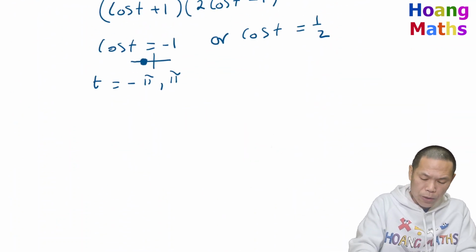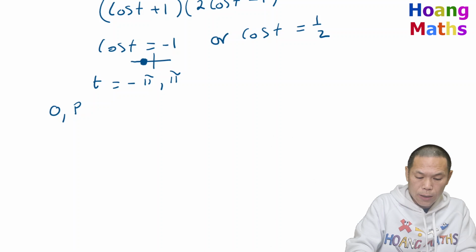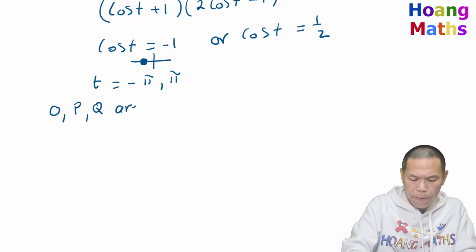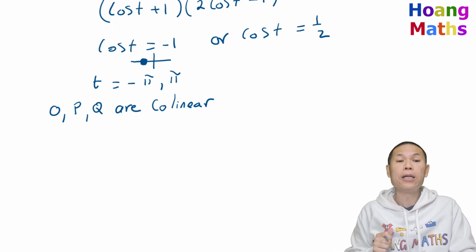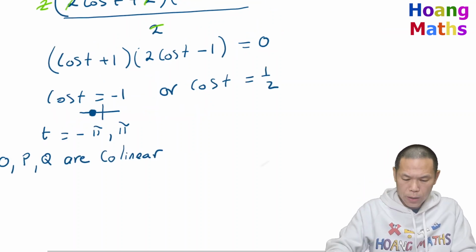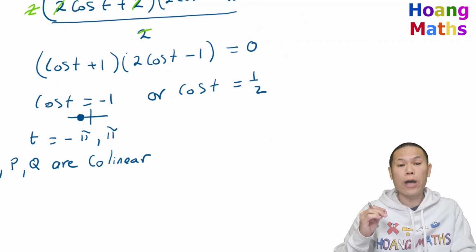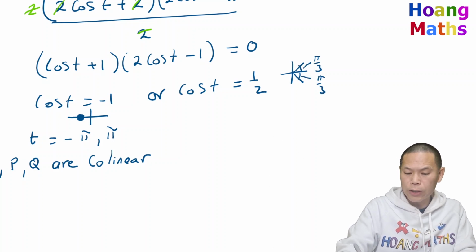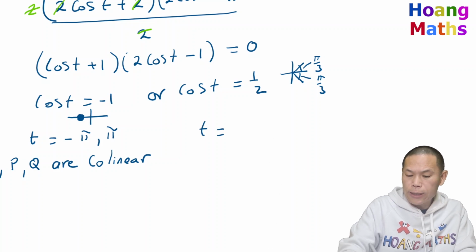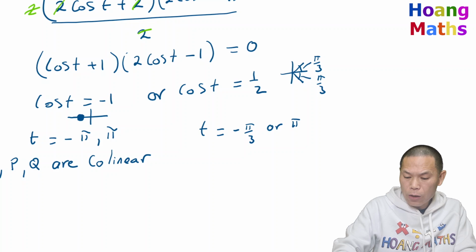So this means that O, P, Q are collinear, and this means that for a triangle, t cannot be pi. Keep that in mind. So cos t equal to half. This means that it is in this quadrant and that quadrant. So the reference angle is pi over 3. Therefore, t is equal to negative pi over 3 or pi over 3.